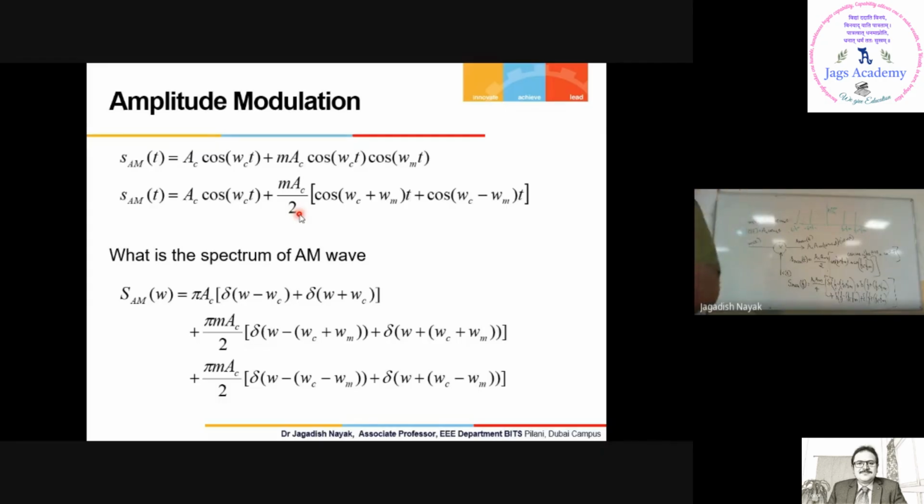AM is not in your control, is it? Only AC is in your control. So AC is going to vary and M you can vary. Have you understood this? So M is equal to AM by AC. From this equation you already know it. Now if you want to control M, if you want to change M, you have to change your AC, that is the amplitude of the carrier wave. Have you understood this?